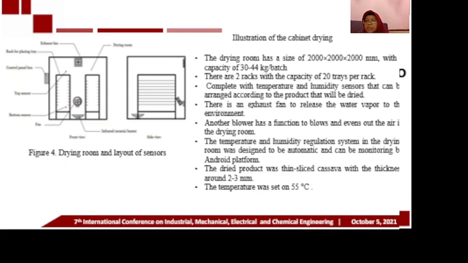The temperature and humidity regulation system in the drying room was designed to be automatic and can be monitored by an Android platform. The dried product was thinly sliced cassava with a thickness of around 2 to 3 millimeters. The temperature was set at 55 degrees Celsius.